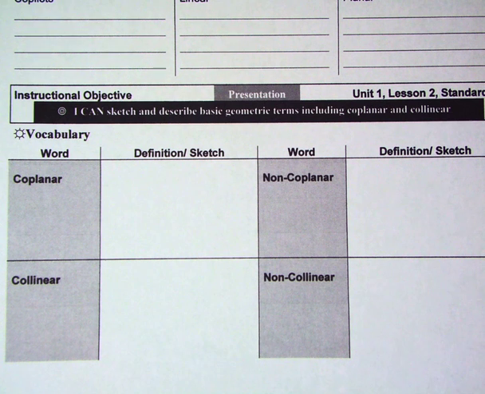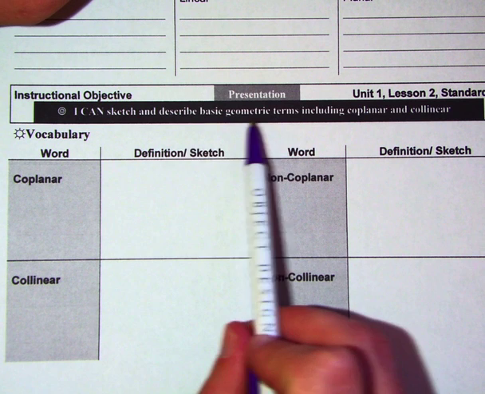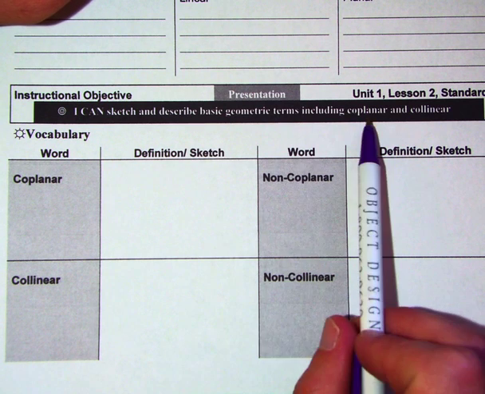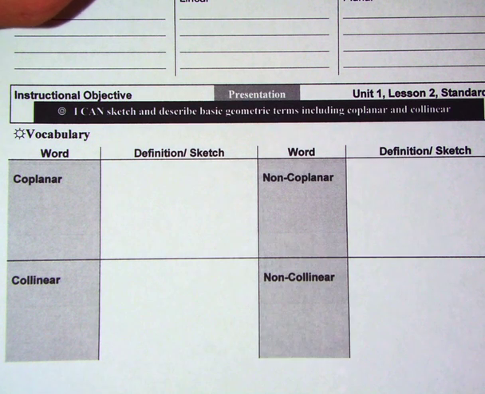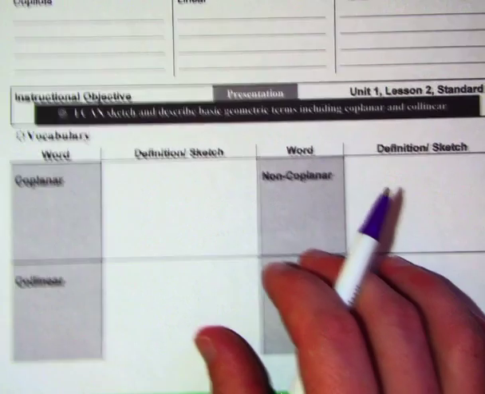Geometry, Unit 1, Lesson 2. I can sketch and describe basic geometric terms, including coplanar and collinear. So let's go ahead and take a look at this word coplanar for a second.